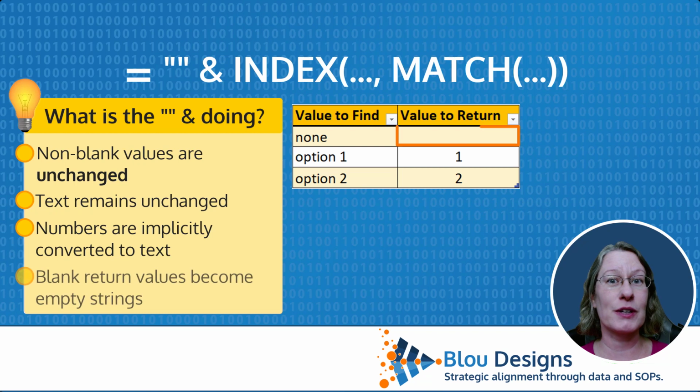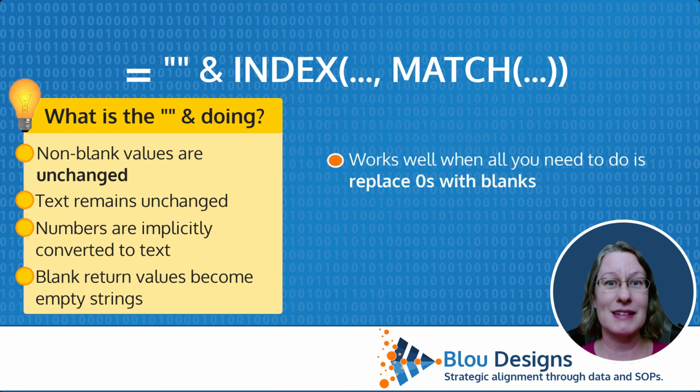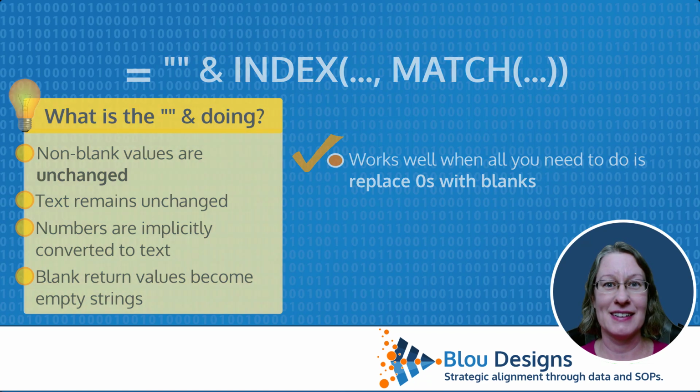In cases where your return value is blank and it's displaying as a 0, that blank return value also gets an empty string tacked onto it, which converts the entire result, the empty string plus the empty lookup result, to a blank. So this append option works well when all you need to do is replace those zeros with blanks.